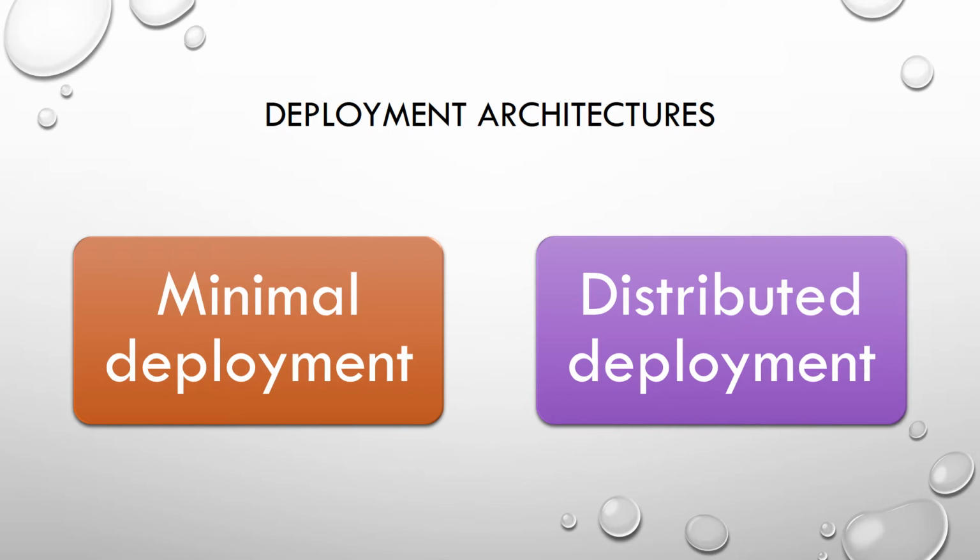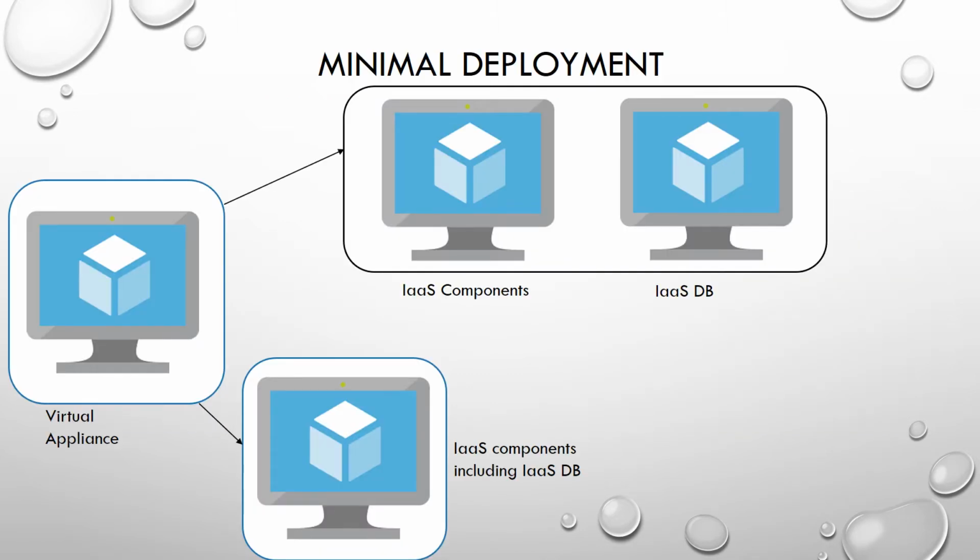The architecture deployments can be broadly divided into two types, depending on the number of virtual machines that we are willing to deploy our IaaS components on. The first would be the minimal deployment, and the second would be the distributed deployment. The minimal deployment is used when you have to give a demo or a proof of concept to a customer. In a minimal deployment, we can have 2 or 3 virtual machines based on how many components you decide to club together. One of them would obviously be the virtual appliance.